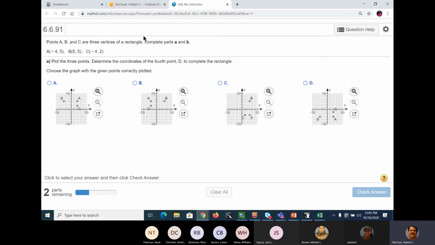So it looks like we've got a rectangle that looks like this, and a rectangle has parallel sides. So I'm just going to draw it like that, and then like this. So what is our fourth point? Our fourth point should be this point. And it looks like 1, 2, 3, 4, 5, 1, 2. And that's how you do that one.